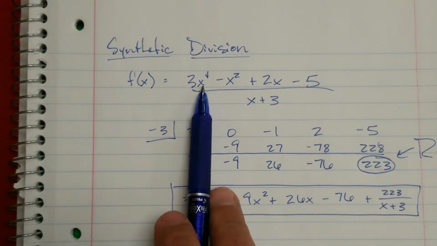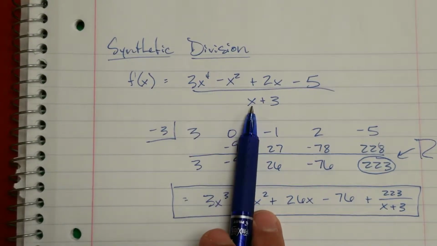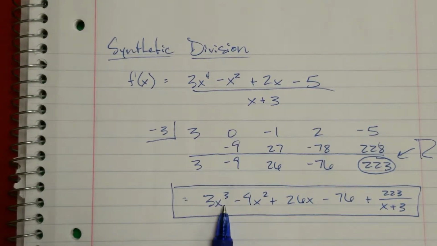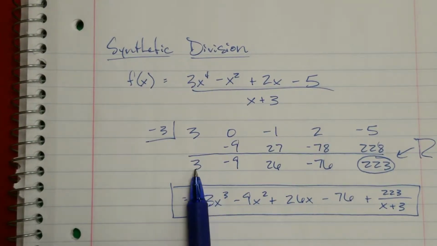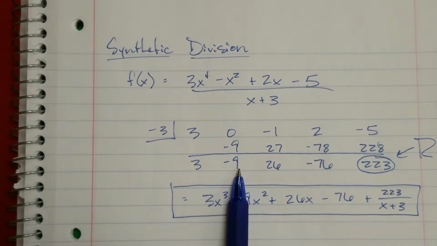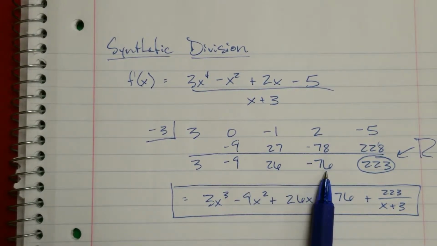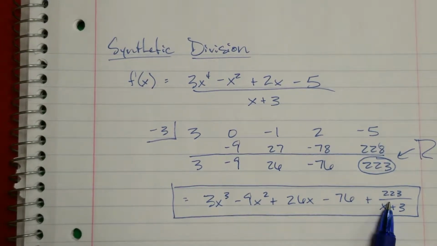And so if I've got a quartic function and I'm dividing by a linear, then my answer would be a cubic. Okay, x to the 4th divided by x gives me x cubed. So we would start with x cubed here. And so this would be x squared, this would be the linear term, this would be the constant, and then 223 would be your remainder, which we write as 223 over the divisor, which is x plus 3.